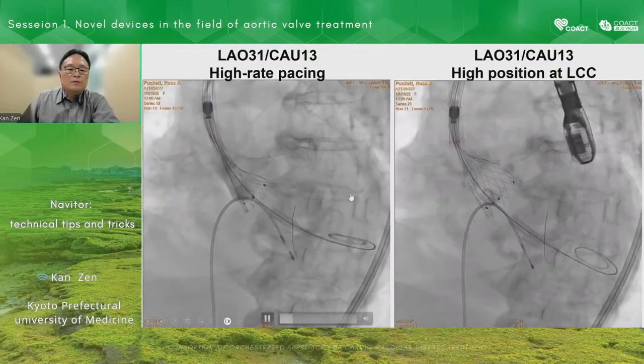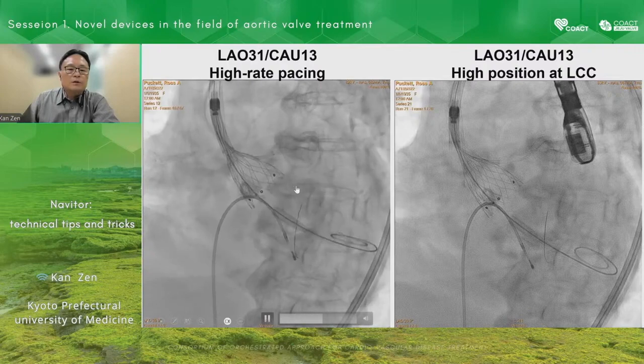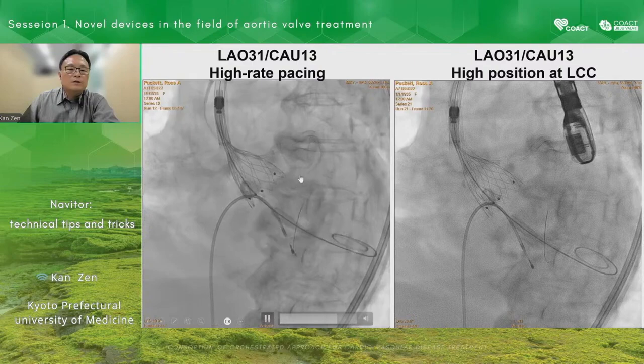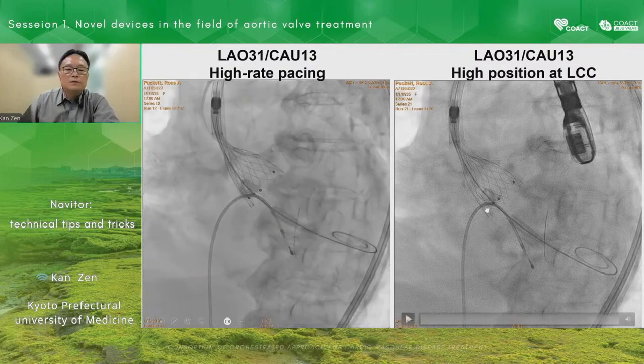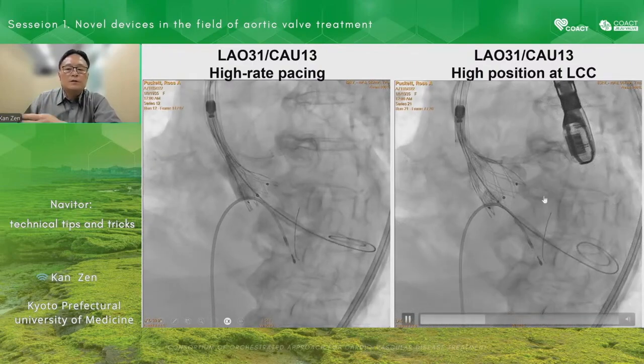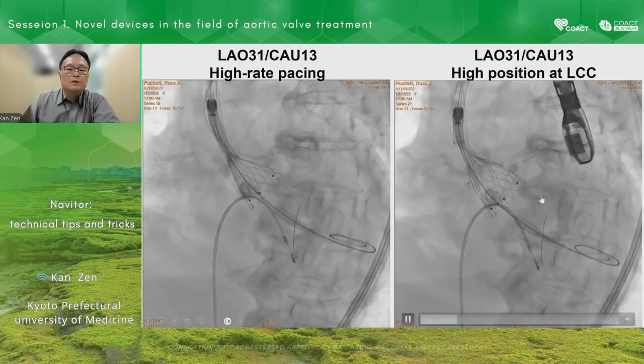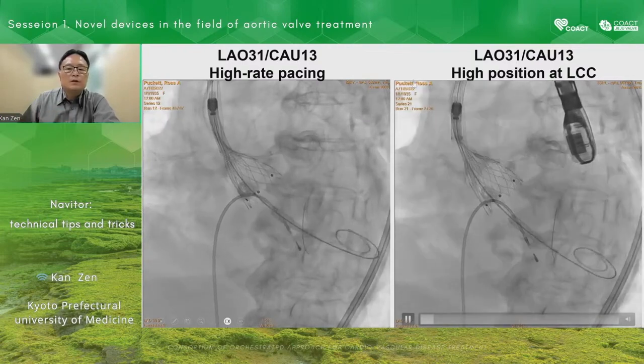And I slowly open the valve to the point of no return like this. It's a little bit in that place, but as you can see in this right movie, the depth of the LCC is quite shallow.